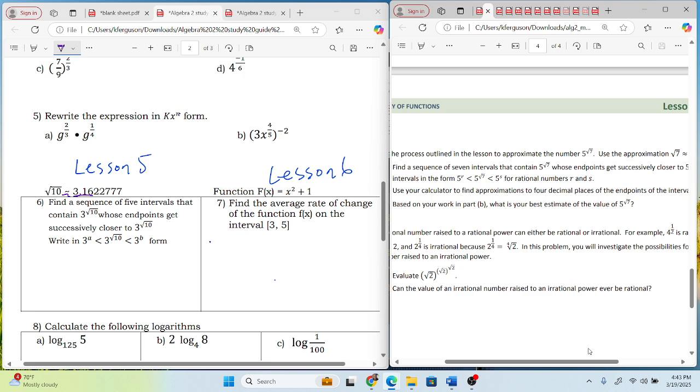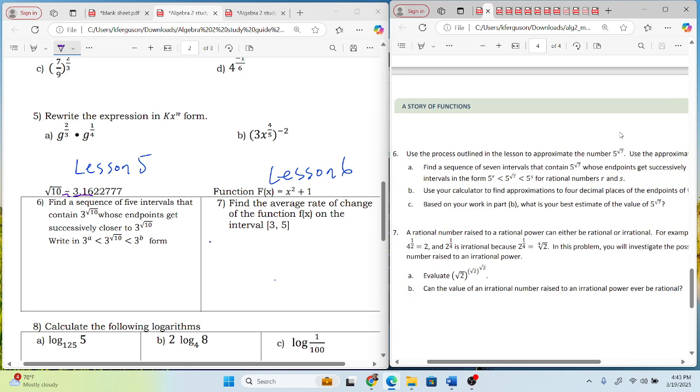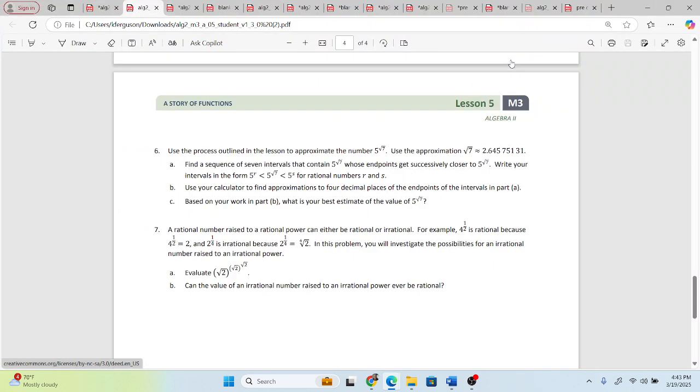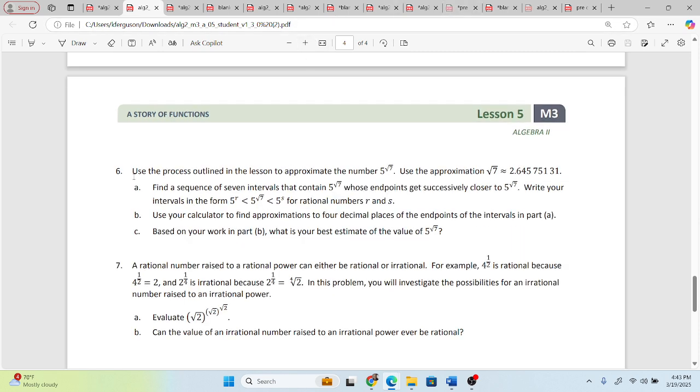Lesson 5, there we go. So I'm going to make this bigger and let's look at pretty much the gist of lesson 5. So we're going to do problem 6A. All right, 6A. Oh, didn't mean to get this part. Oh man. Okay, so we're doing 6A. Try this one more time.